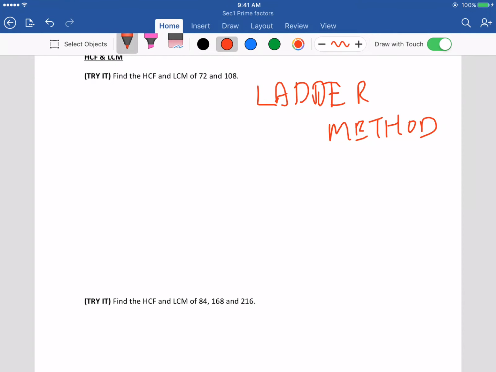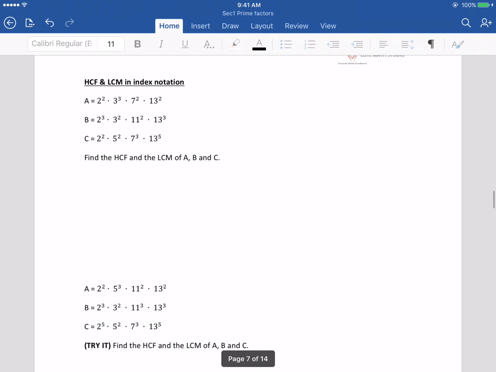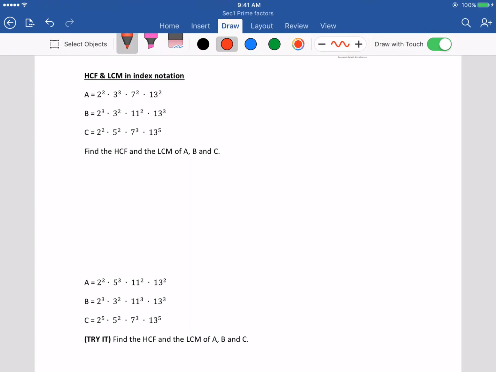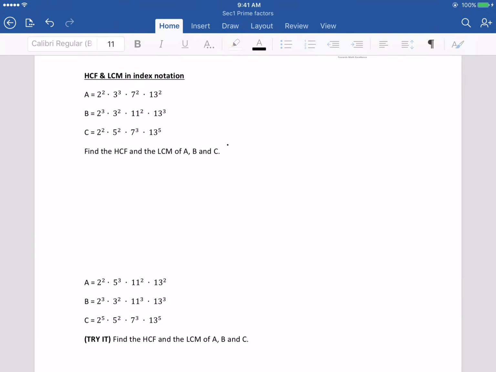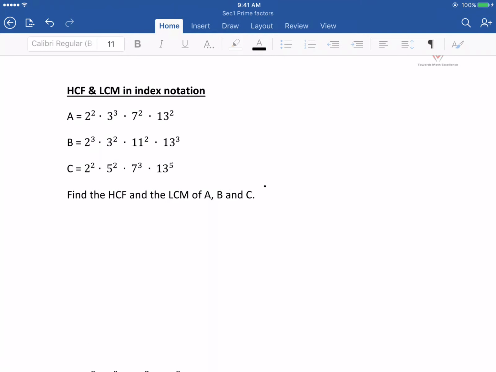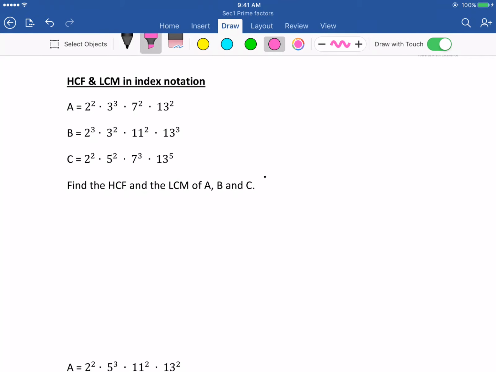Okay, can. Let's move on. Next page. On the next page, I also did. Okay, so let's try this one again. It's given that A is 2 to the power 3 times 3 to the power 3 times 7 to the power 2, and B is this. Find the HCF and LCM of these.